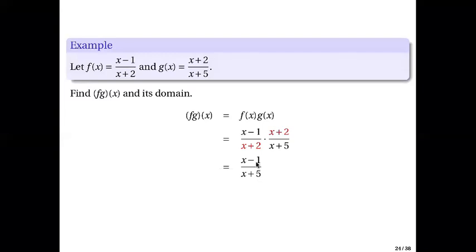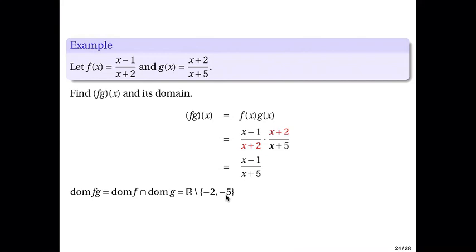Correct? So look at the simplified version: x minus 1 over x plus 5. Now, what is the domain of f times g? Just like before, it should be the intersection of the domain of f and the domain of g. So it's the same as the sum. The domain of fg is the set of real numbers except negative 2 and negative 5. Okay?